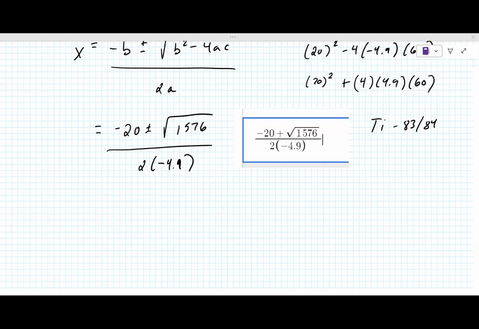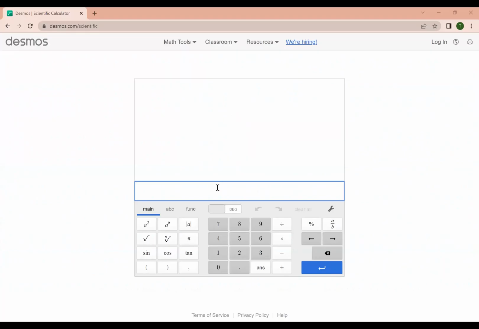Okay, so do you see this window that I've got up? Yes. Okay, so you've got to be able to find the fraction bar. There's the fraction bar there. And then it's minus 20 plus the square root, which is over here on the left, 1576. And on the bottom, you can enter the minus 9.8, or you can times minus 4.9 by 2.